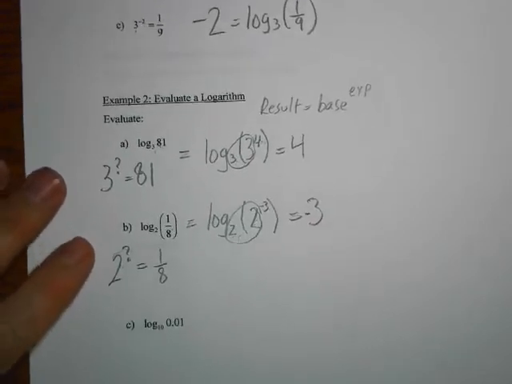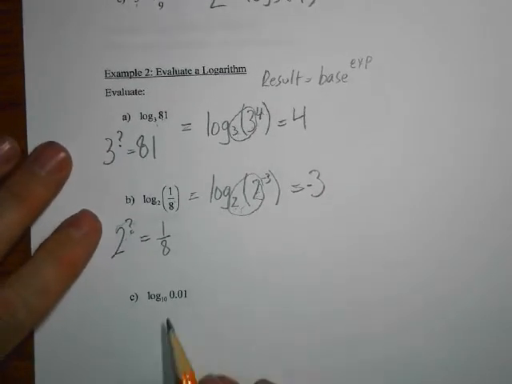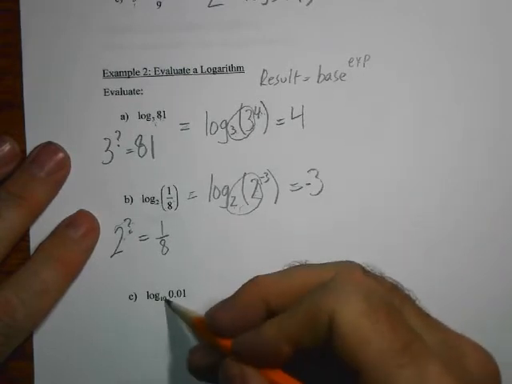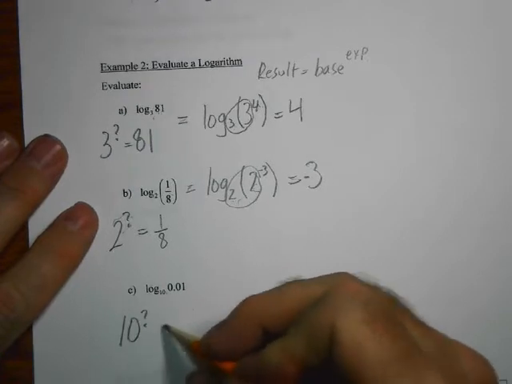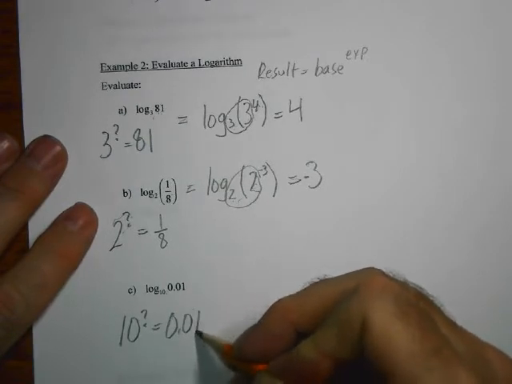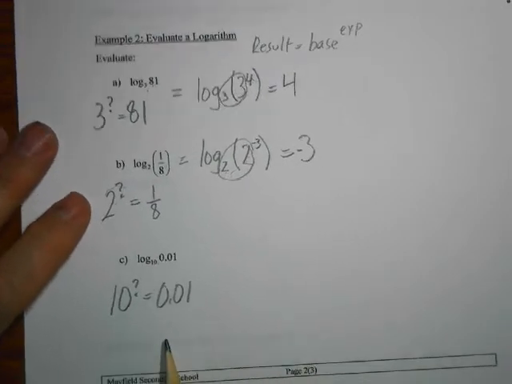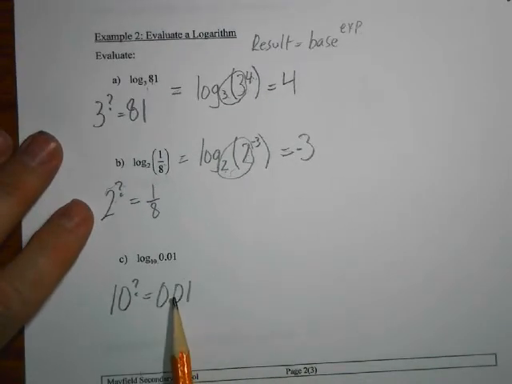Okay, and then this last one has a decimal. This is log base 10. So remember, we call that the common log. So this is actually saying 10 to what power gives me 0.01. And again, you expect this to be a negative answer because 10 to the 1 would be 10. 10 squared is 100. So I have to go into the negative territory.